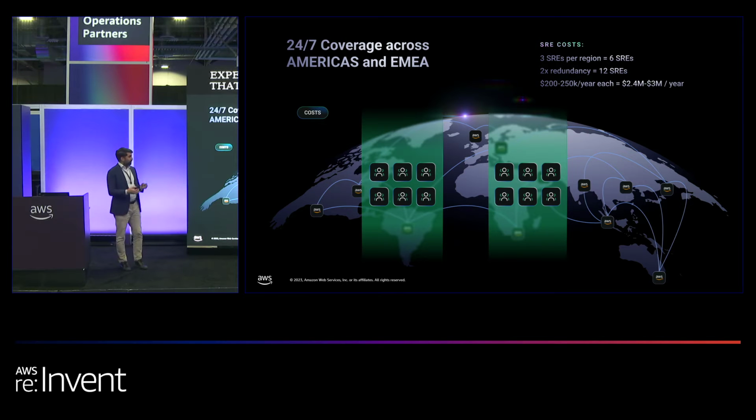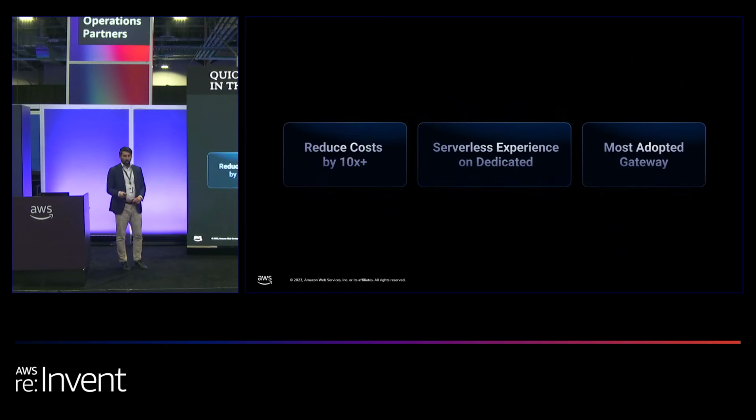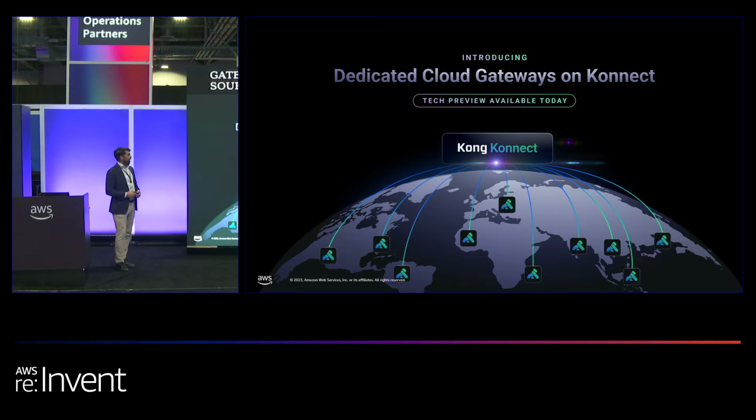Being able to reduce costs, reduce complexity, and deploy global API infra as quickly as possible is critical in this day and age. So what if? What if we could reduce costs by 10x, not only on people costs, salary costs, training costs, but also infra costs? What if we could deploy dedicated API infrastructure that has the same ease of use as a serverless API infrastructure? And what if we could do that with Kong Gateway, which is the most adopted gateway in the world, open source? We do that on Konnect thanks to this new offering that we are about to ship early next year, available as a tech preview today, called Dedicated Cloud Gateways on Konnect.